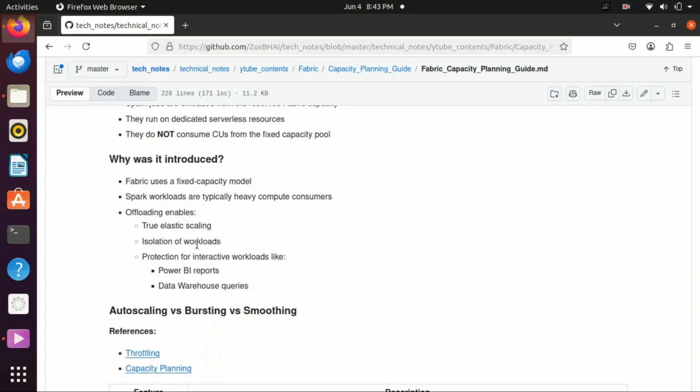The benefits of this feature are true elastic scaling, where the compute resource can be scaled up or scaled down based on the workload demand. Better workload isolation, because Spark workloads no longer compete directly with other services like Power BI or interactive warehouse queries. And the third thing is protection for interactive workloads such as Power BI reports or data warehouse queries.